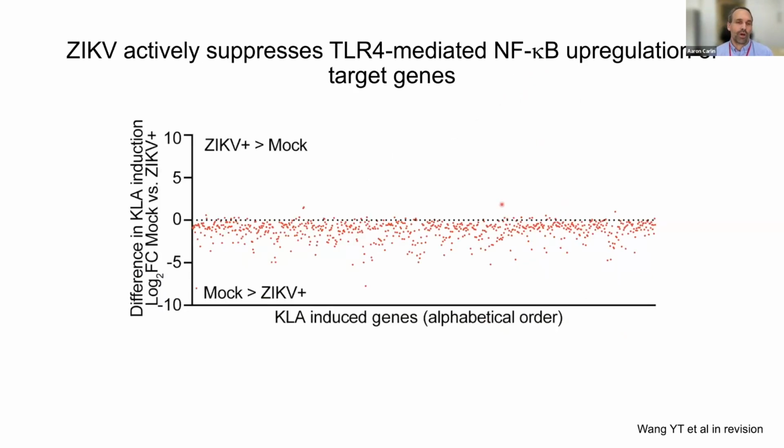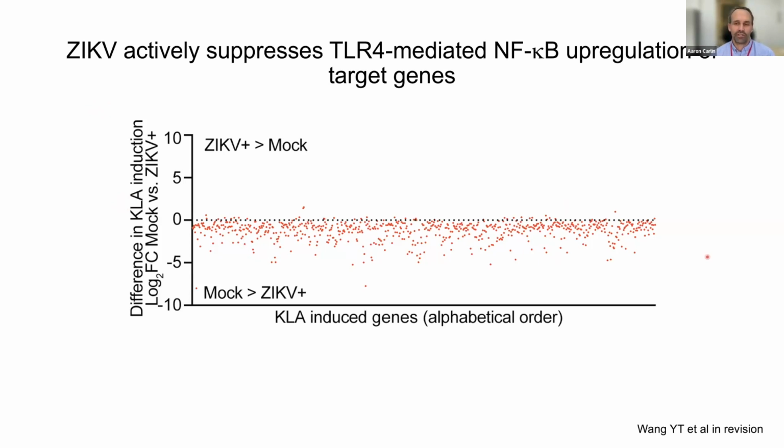Next, we wanted to know whether Zika virus was just lacking activation of P65 or whether it actively suppressed P65. And so we did the following experiment. We took Zika virus infected DCs that were infected for 23 hours, and then we stimulated them with KLA, which is a very selective TLR4 agonist. And then we looked at gene expression 1 hour later.